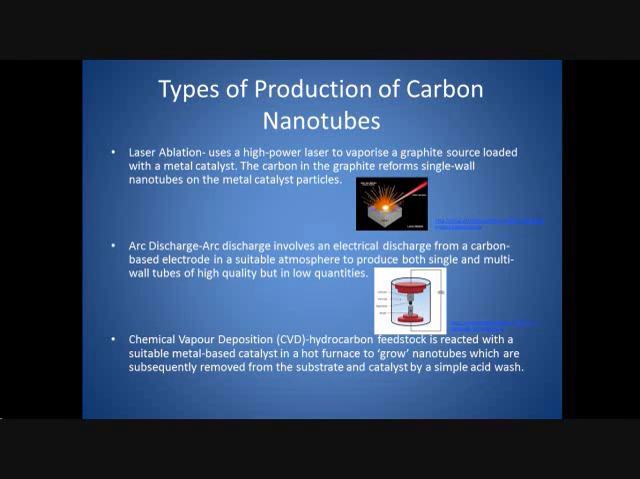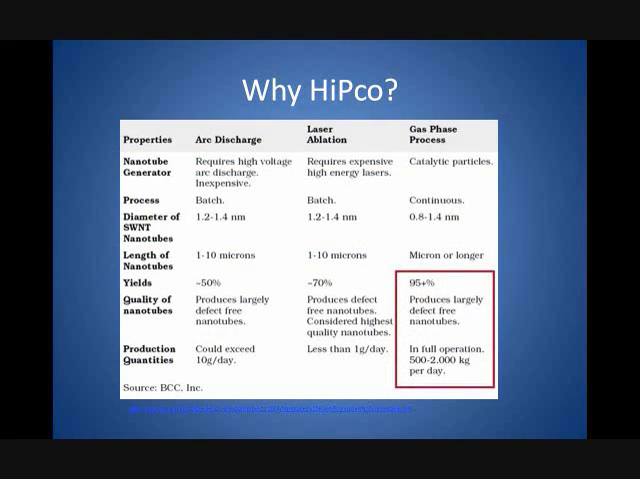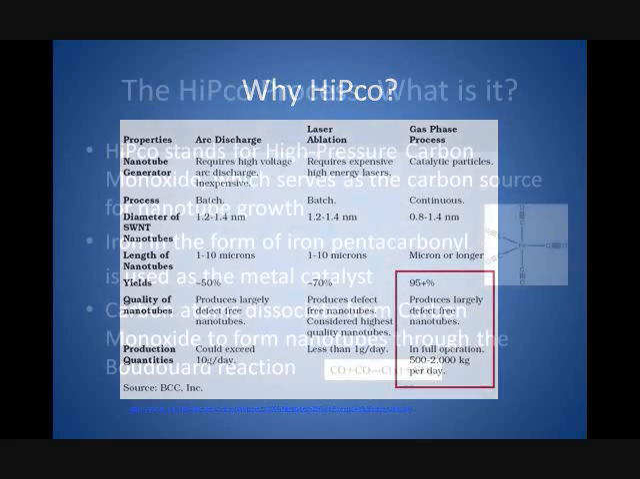The last and most important is known as chemical vapor deposition, or CVD. This is a process where hydrocarbon feedstock is reacted with a suitable metal-based catalyst in a hot furnace to grow nanotubes, which are subsequently removed from the substrate and catalyst by a simple acid wash. The HiPco process is a form of CVD and is one of the strongest candidates for large-scale industrial production of single-walled nanotubes. This is due to the high production yield and purity of the resulting product.